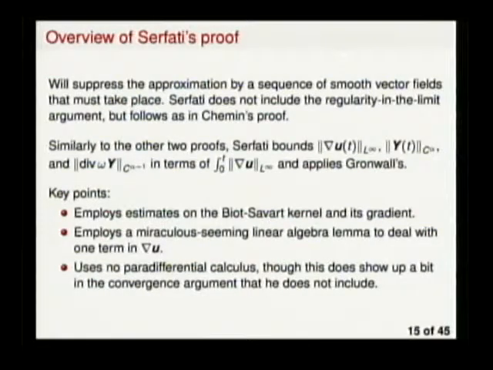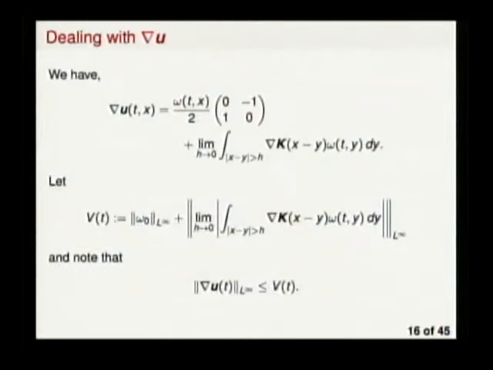At one point, it employs what really seems like a miracle linear algebra lemma, which hopefully someone here knows the origin of, but it was a mystery to us, and it pulls off some crazy-looking estimate. And finally, he doesn't use any paradifferential calculus, but it really does show up in the convergence argument a little bit, which he suppresses. So that might be an issue for further work.